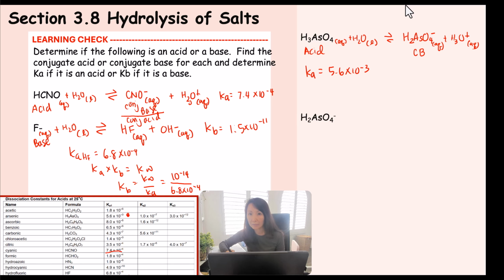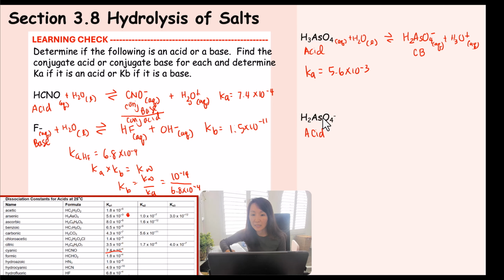Okay. Now, H2AsO4 minus. If you look at this, it can actually go both ways. This can act as an acid, because it can donate that hydrogen. It's a polyprotic acid, so because it has multiple Ka values, you know that it can act as an acid. But you'll also notice that it can also act as a base and accept a proton. So let's go with the acid first.